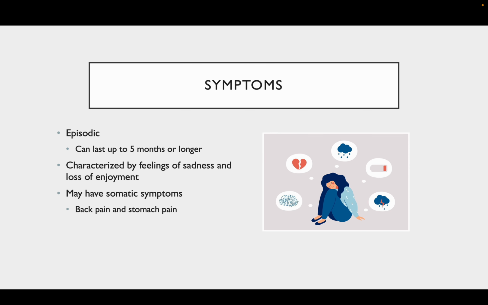Symptoms of MDD. MDD is episodic, which means it can last for 5 months or longer. It is characterized by sadness accompanied by loss of enjoyment in usual activities. It may also include changes in appetite, such as eating too much or too little, disturbance in sleep, such as sleeping too much or too little, lack of energy, thoughts of suicide, and in some cases, psychomotor retardation, or in other cases, agitation, feelings of worthlessness, and much more. It can also be accompanied by somatic symptoms such as back pain and stomach pain.